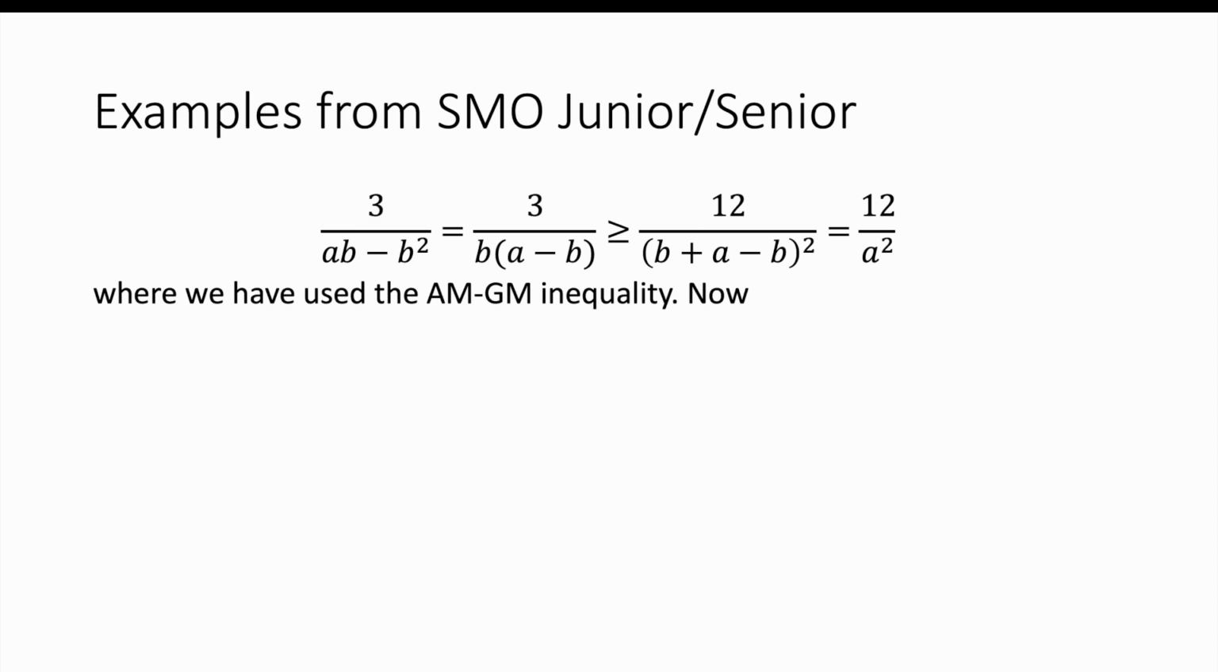So we know that a minus b is positive because a is greater than b. As such, we can apply the AMGM inequality to get that this expression is greater than or equal to 12 over b plus a minus b whole squared, which equals 12 over a squared.